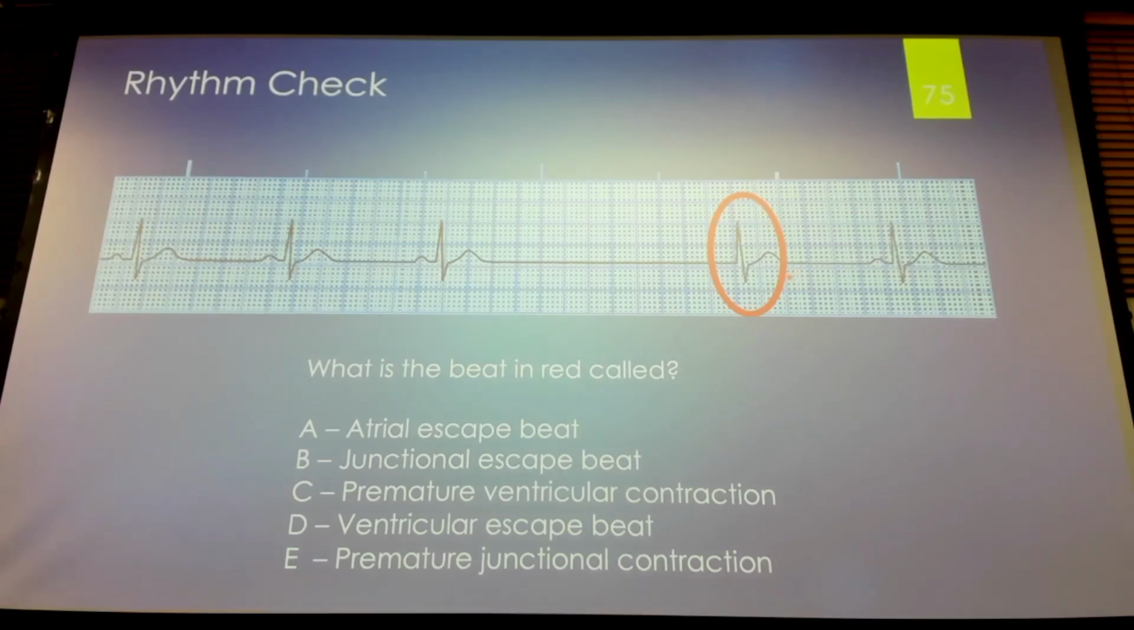Okay, what about this one in red? Occurring earlier or later? Later. Wide or narrow? Narrow. P wave or no? None. So what do we have? Junctional escape beat, right? Junctional escape beat.